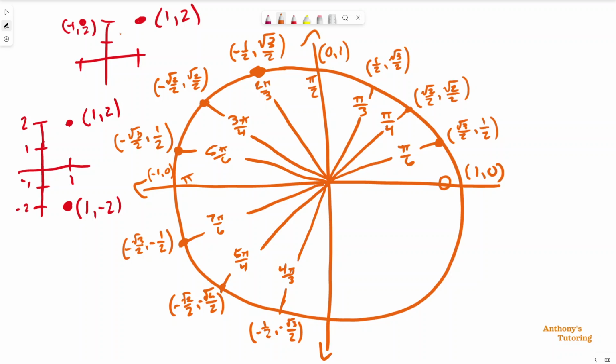Cool. And then now we're going to do the fourth and final quadrant. So we're going to draw that there, draw that there, draw that there. Alright, so here we have 11 pi over 6. We have 7 pi over 4. We have 5 pi over 3.